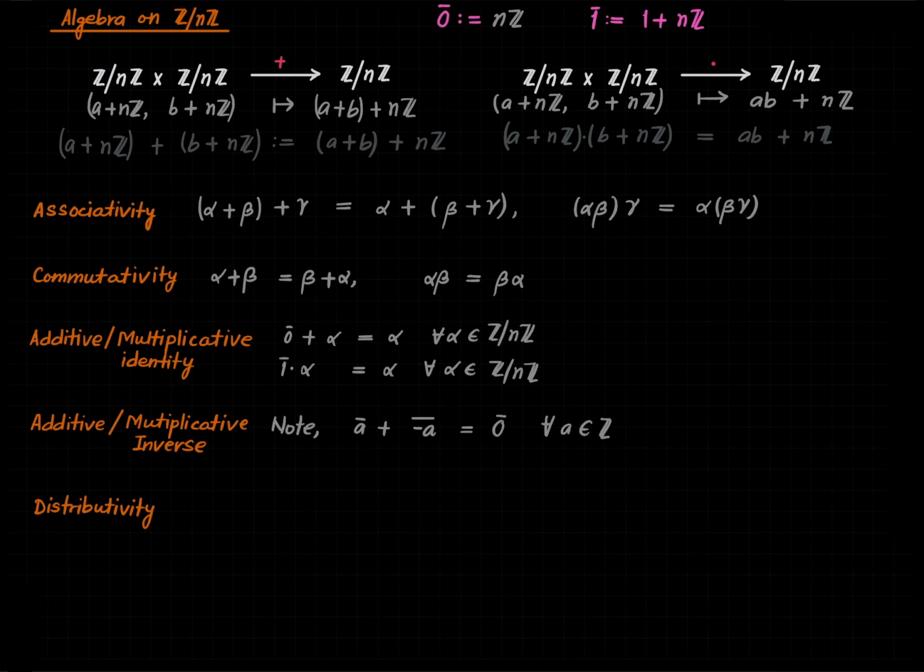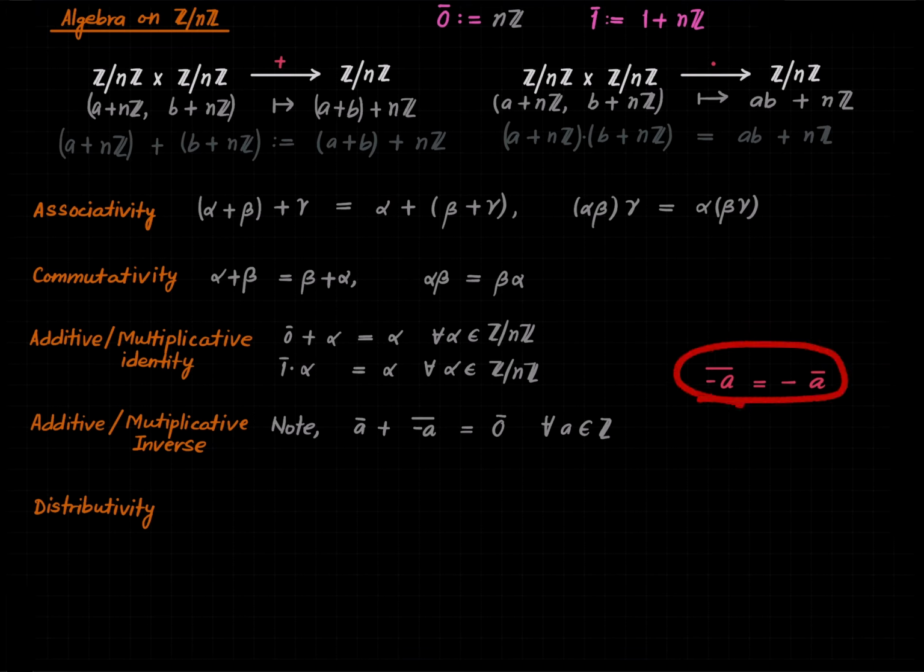So what happened? a is an integer, so a bar is an element of Z mod nZ. Minus a is an integer, so minus a bar is also an element of Z mod nZ. And if you add these two things, this addition is now happening in Z mod nZ, this will give you 0 bar. Very simple fact. As usual, we will write this as minus a bar. So this is a notation.